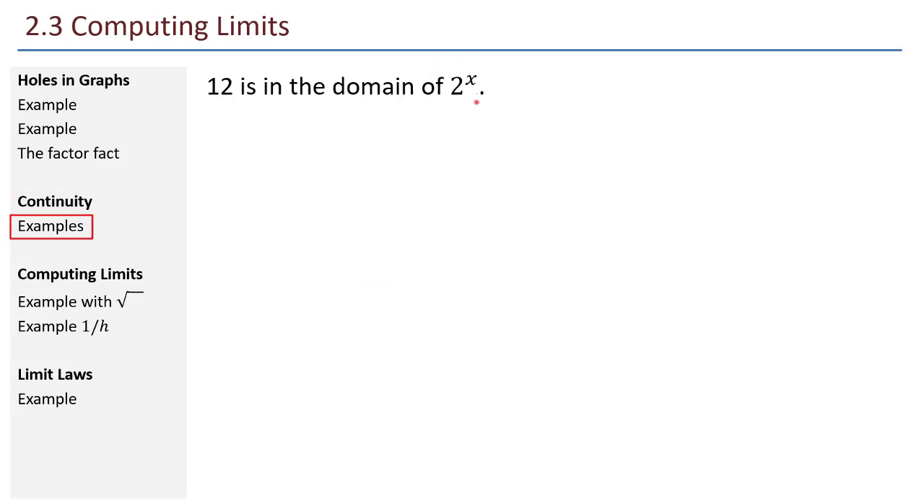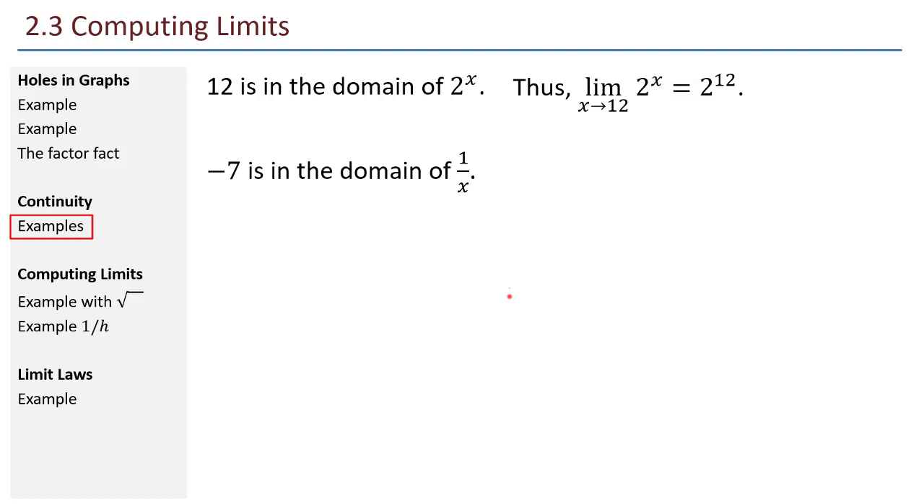Consider the function 2 to the x. 12 is in the domain of this function, right? If I plug in 12, nothing crazy goes on. So the limit as x goes to 12 of 2 to the x is 2 to the 12th. Negative 7 is in the domain of 1 over x. And so if I have my limit problem, the limit as x goes to negative 7 of 1 over x, the answer is 1 over negative 7.